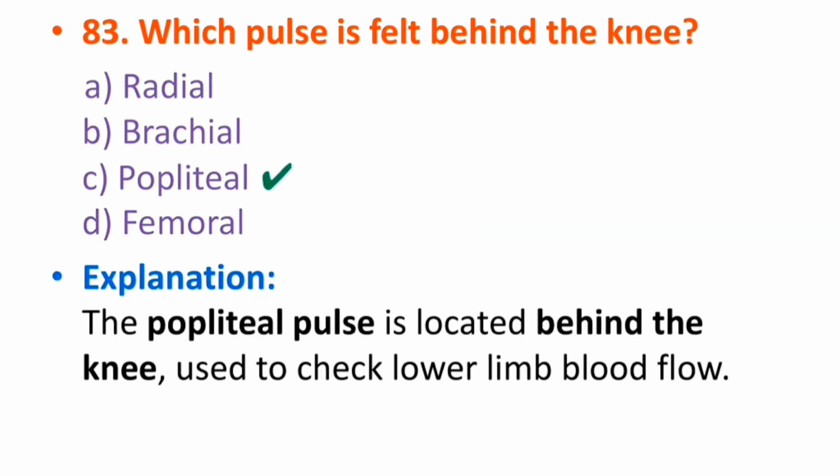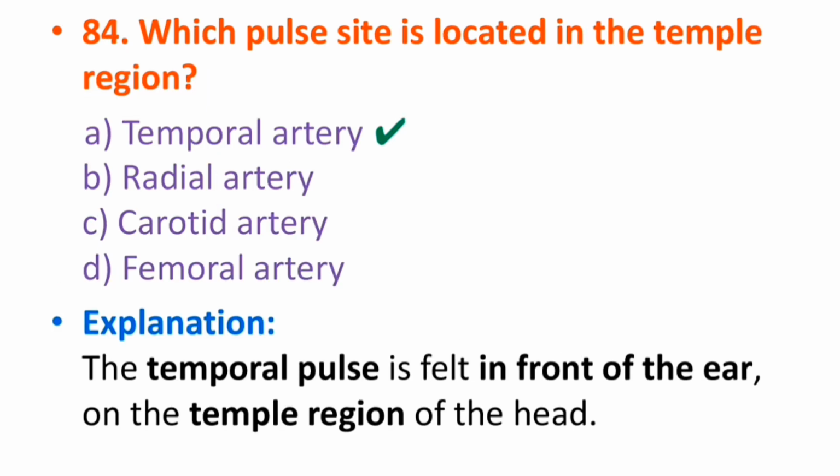Which pulse is felt behind the knee? Option A, radial artery. Option B, brachial artery. Option C, popliteal. Option D, femoral. The correct answer is option C, popliteal. The popliteal pulse is located behind the knee, used to check lower limb blood flow. Popliteal pulse is felt behind the knee.